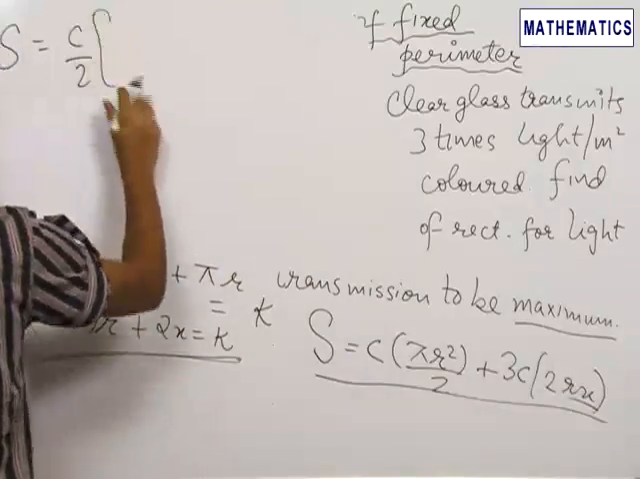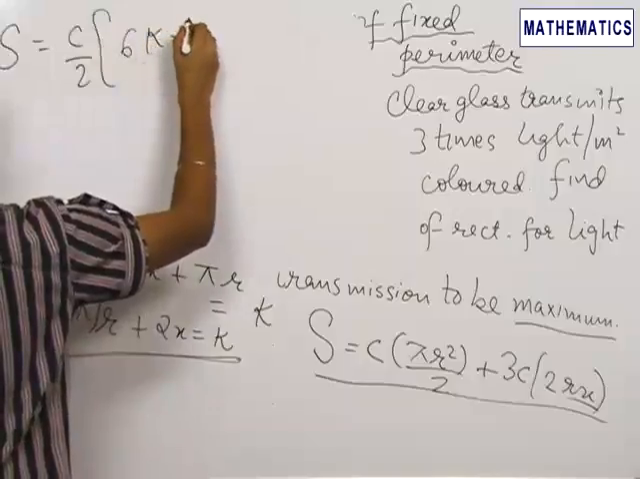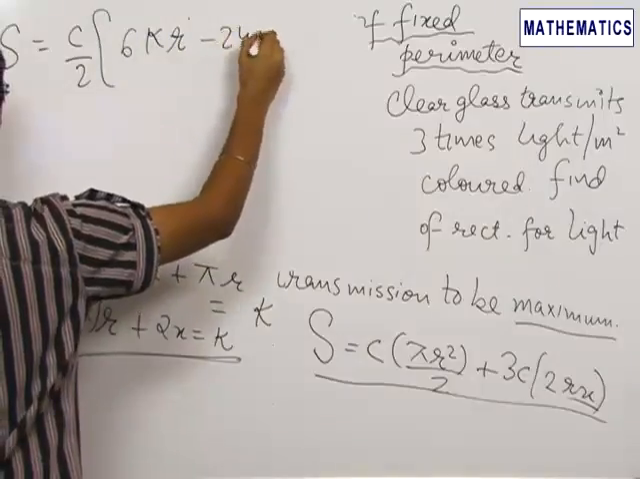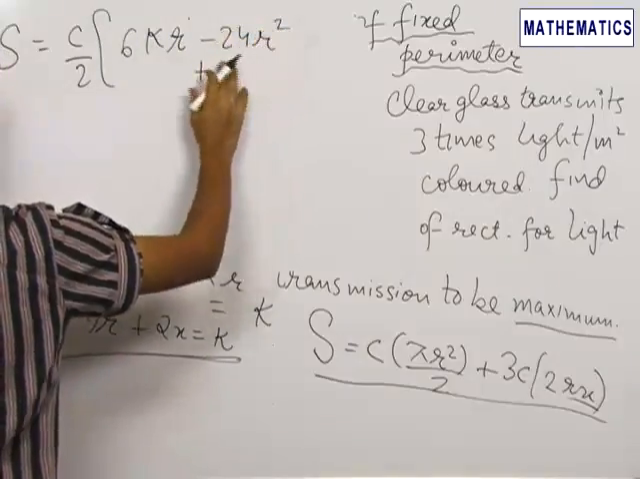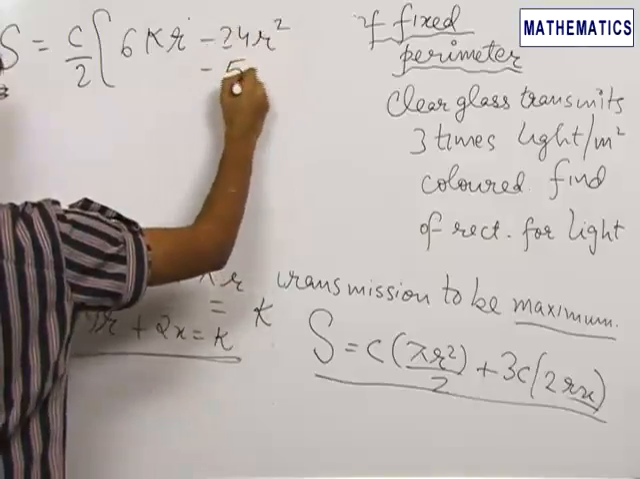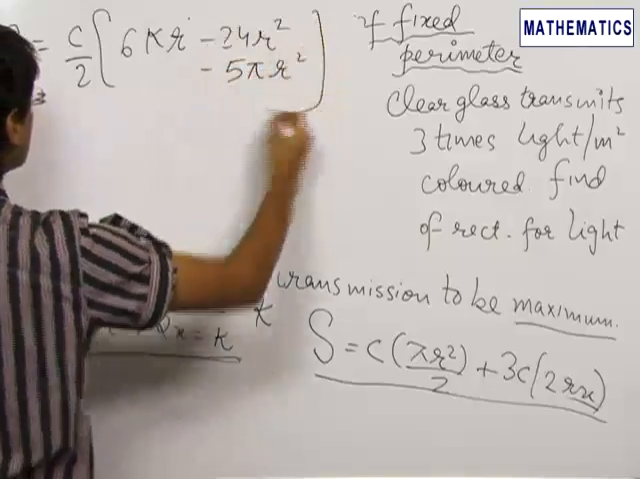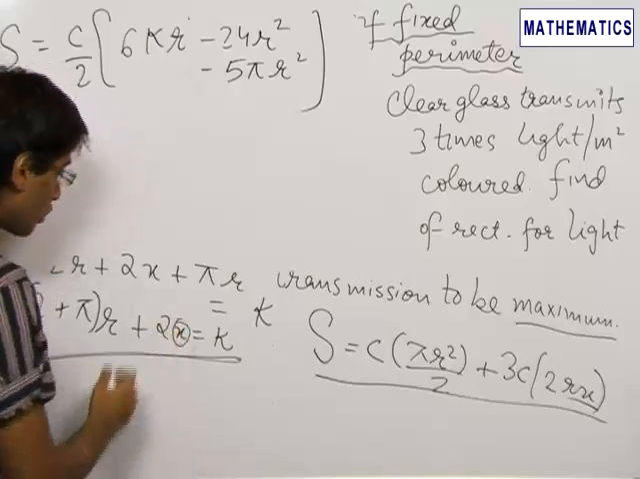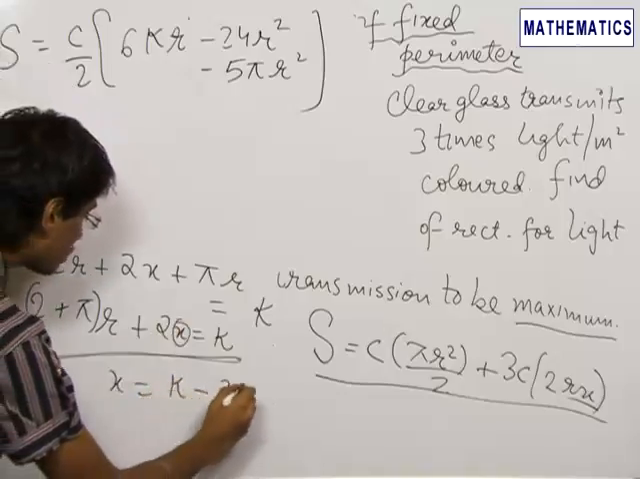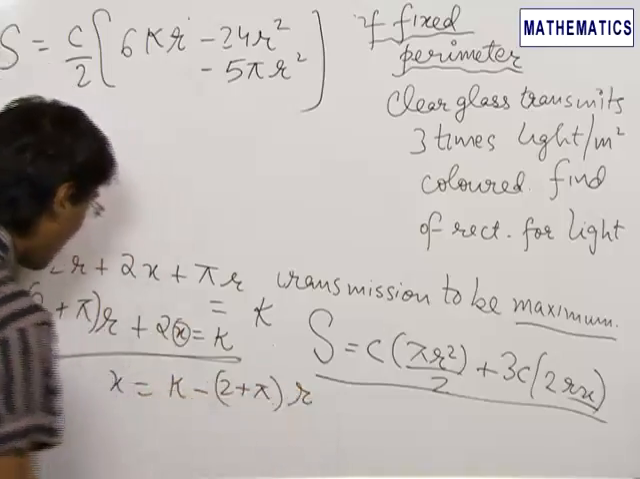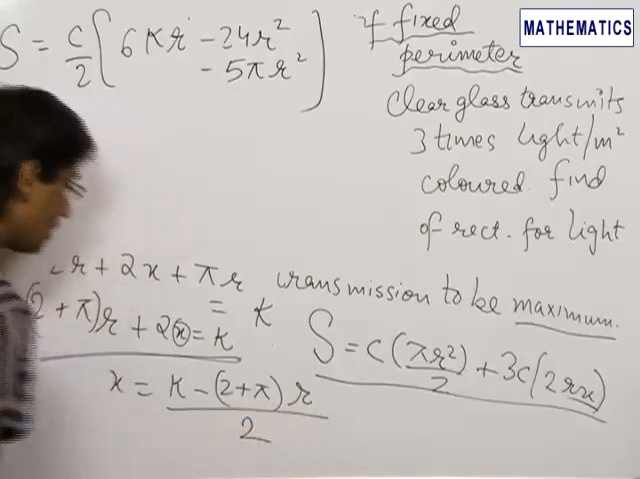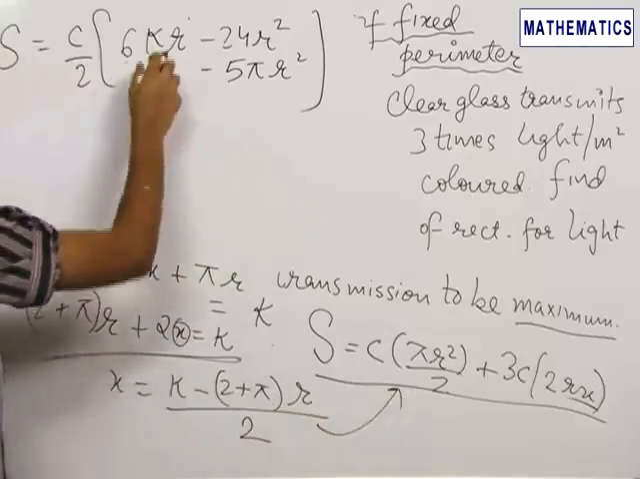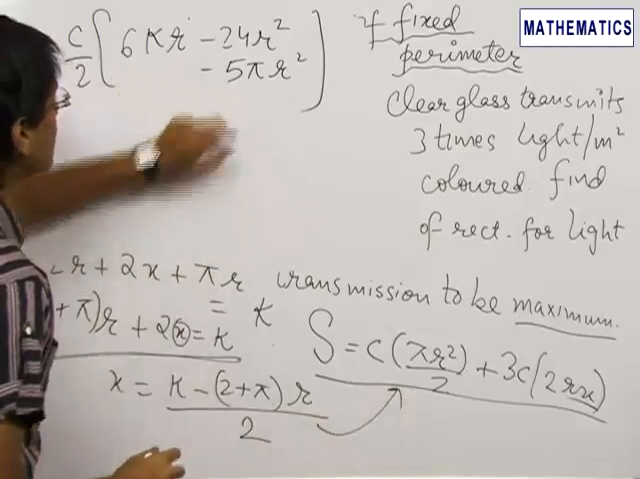The total light is C by 2 times 6rk minus 24r square minus 5 pi r square. What we have done is we have put x in terms of r as k minus (2 plus pi) r upon 2 in this equation to get the total light S as C by 2 times 6kr minus 24r square minus 5 pi r square.